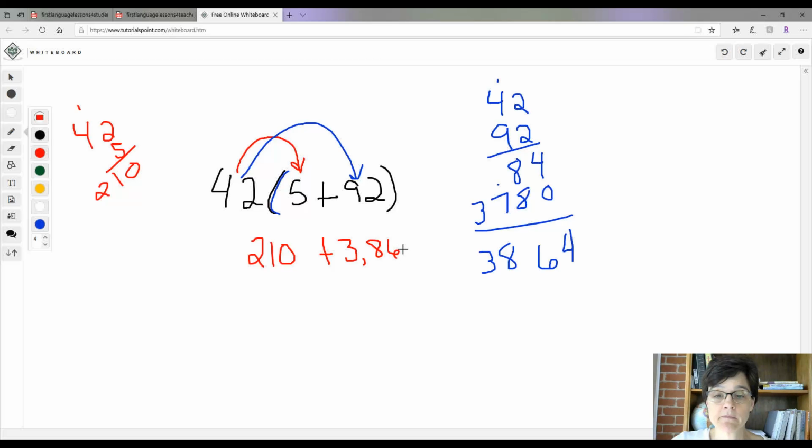$3,864, and then you'll add these up, and that will be the answer using the distributive property. Now I'd like for you to do the same thing on letter B, okay? All right, and you can set this aside, and we'll go over the answers on this on Friday.